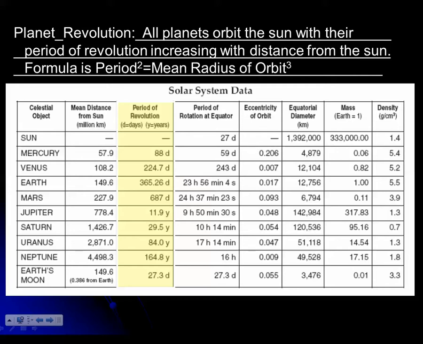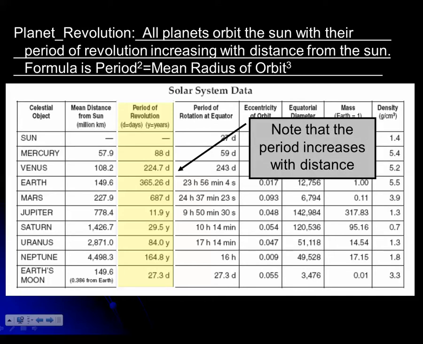And so what's neat about this is if you know the radius of a planet's orbit, the average distance of a planet's orbit, you can actually find how long it takes to go around the sun. Or vice versa, if you know how long it takes to go around the sun through long observational periods, think of the old days with Galileo, then you can find out how far away it is from the sun. So both pretty cool things to know. And once again, note that the period increases with distance.